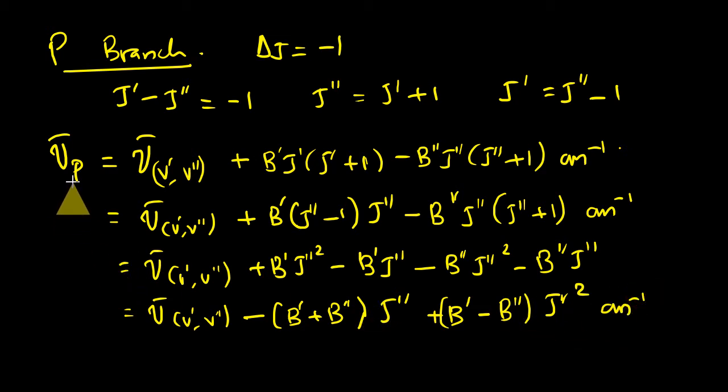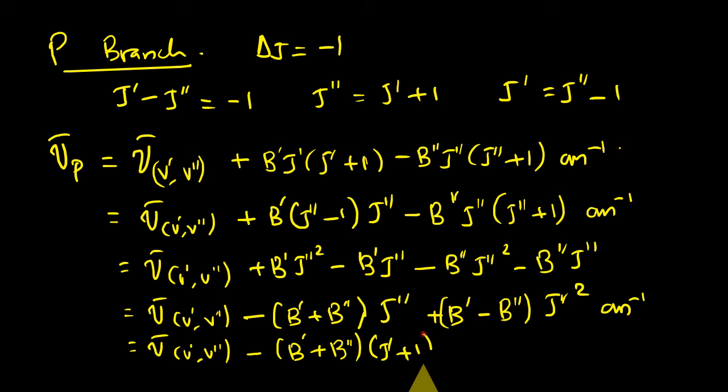So that is the wave number of a line in the P branch. And here we have j double prime square. I am going to convert back this j double prime to j prime. Okay, so I can write it like nu bar P is equal to nu bar v prime v double prime minus b prime plus b double prime into j double prime, which is j prime plus 1, plus b prime minus b double prime into j double prime square, so it is j prime plus 1 square, centimeter inverse.